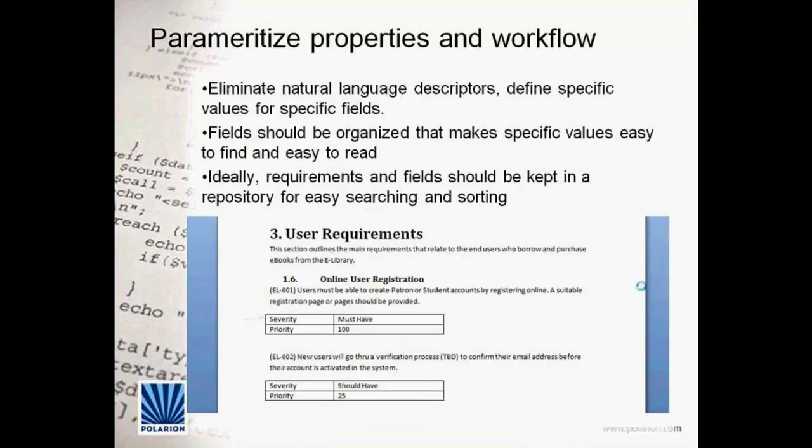Really, what this comes down to is eliminating, first of all, natural language descriptors. And this is not necessarily meaning not using terms that are easy to understand, but this is really defining specific values for specific fields. For example, the field severity should only have X number of values: must have, should have, will have, or maybe not even will have, nice to have, will not have. And it just eliminates some of the confusion that comes from having what we almost call bad words.